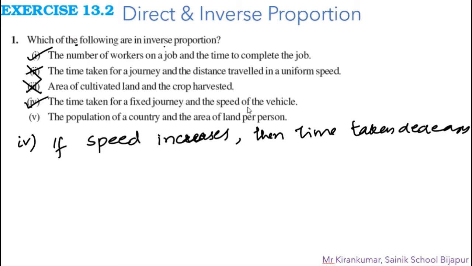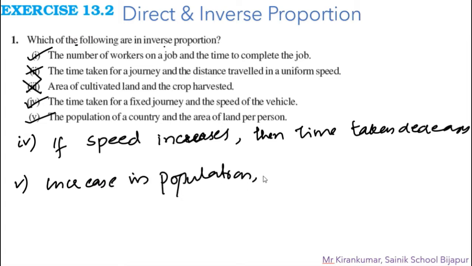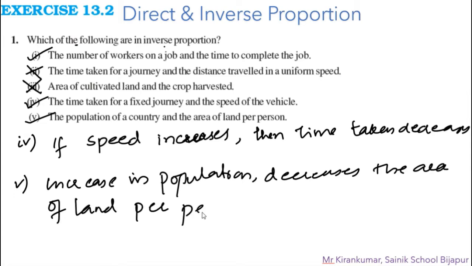Statement number 5, the population of a country and the area of land per person. This is again an inverse proportion. The reason is the more the population, the land occupied will decrease. Increase in population decreases the area of land per person.